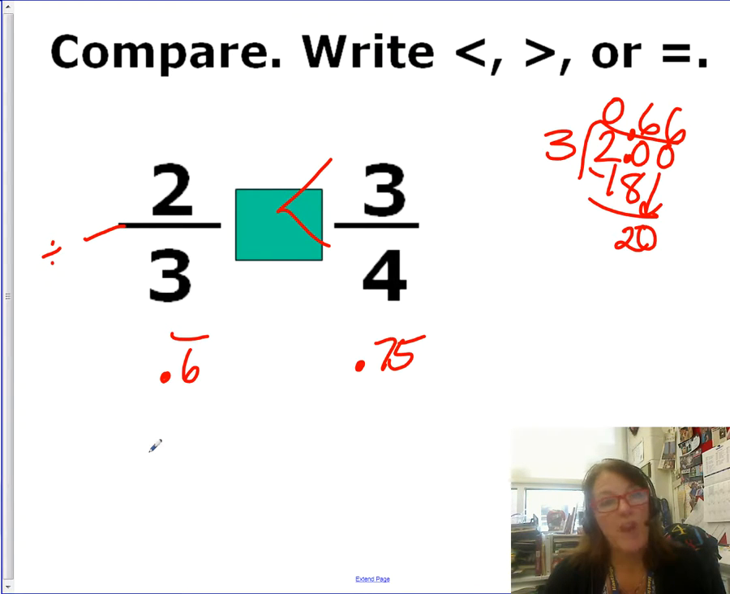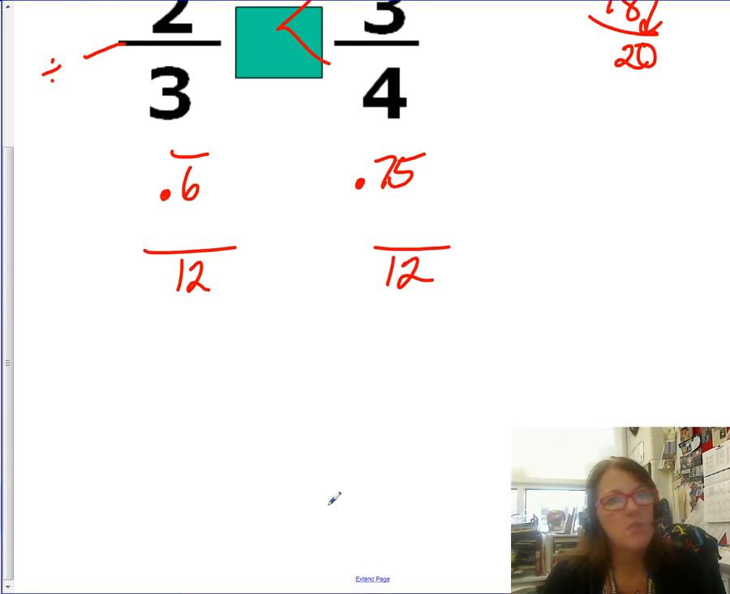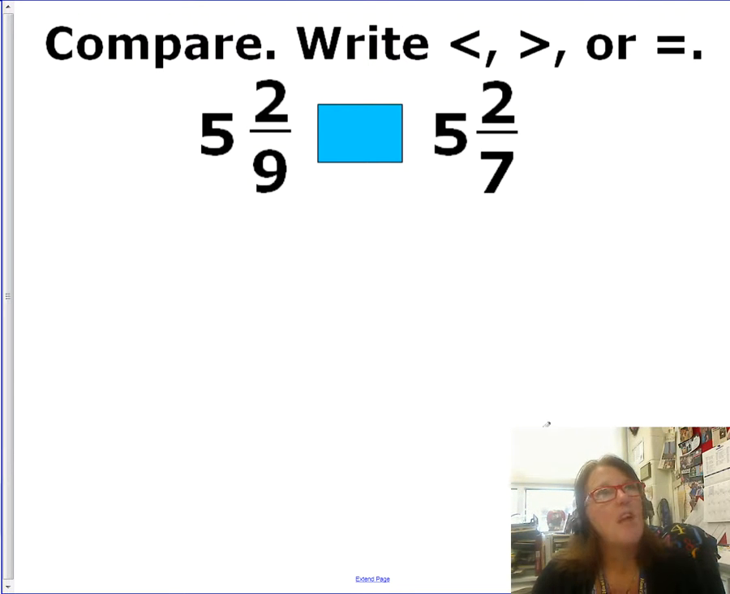If you stick with fractions, you would turn it into 12ths because that's the common denominator between thirds and fourths. And this becomes 8/12 versus 9/12. They're very close, but 2/3 is still smaller. Okay? All right, what if you have a whole number in front?